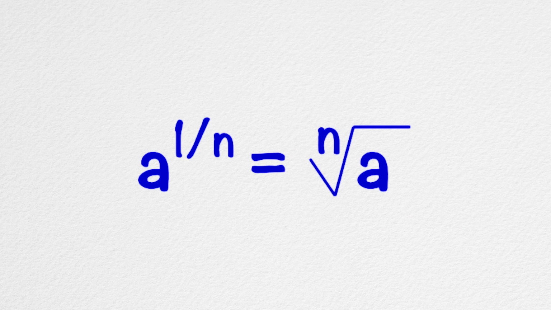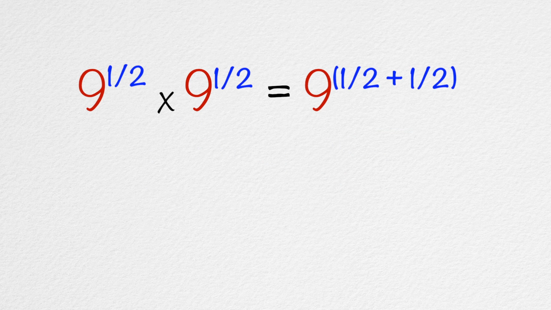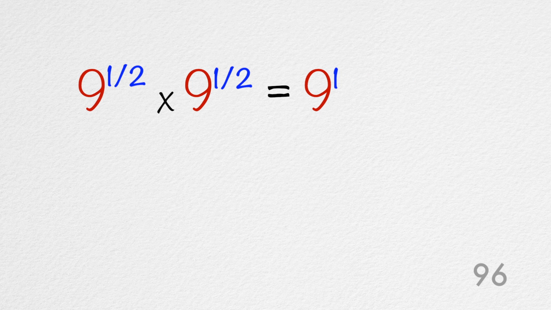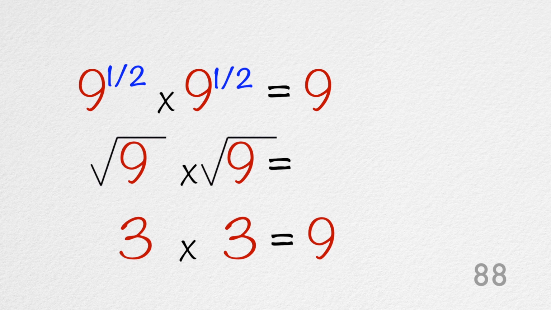And finally, let's have a look at fractional indices. So we've got a with an indices of 1 over n is equal to the nth root of a. Well, what does that mean? Well, let's take, for example, 9 with an indices of a half times 9 with an indices of a half. That'll just be 9 to the indices of 1, which is exactly the same as just 9. If we also have a look at the square root of 9, and take the square root of 9 times the square root of 9, we'll also get 9, because 3 times 3 equals 9.